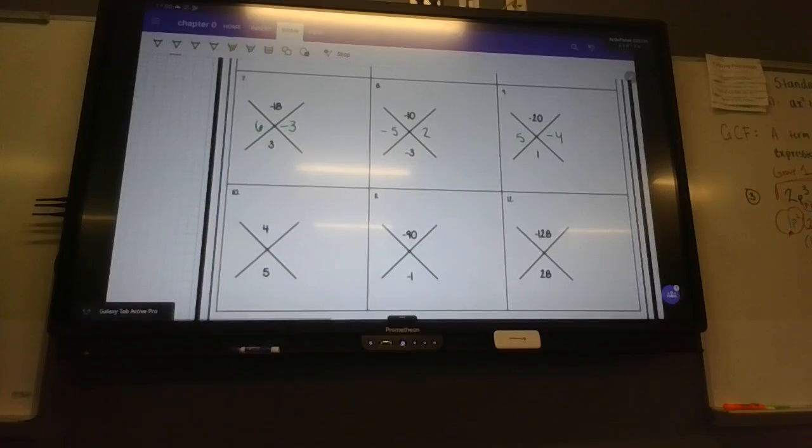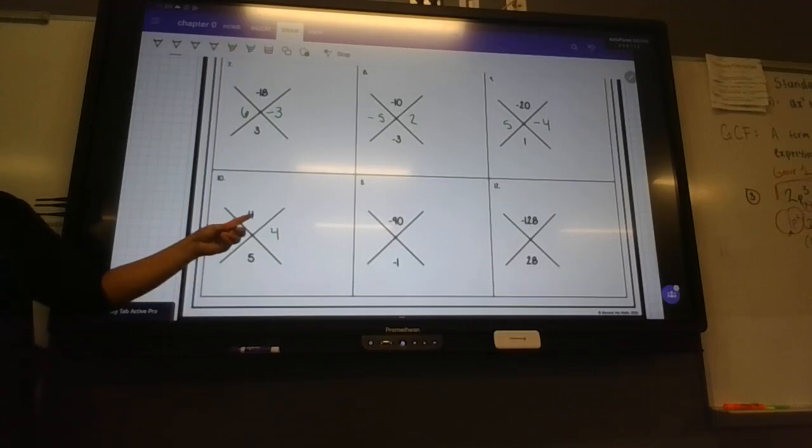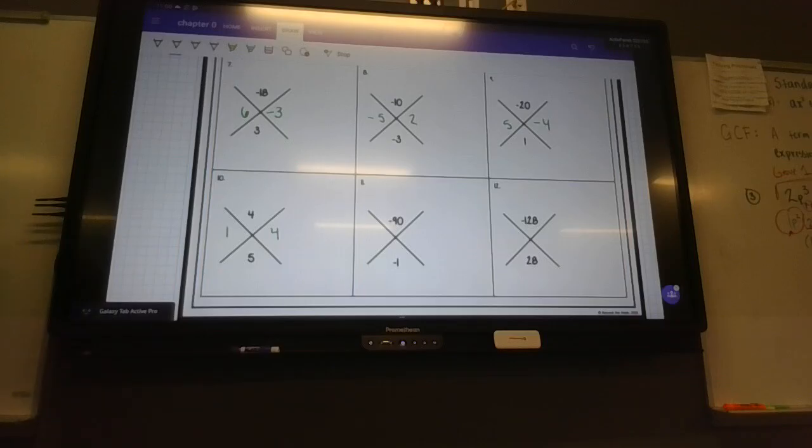Five and negative 4. Ooh, people get really stuck on this one a lot. What multiplies to 4 and adds to 5? 1 times 4. 1 plus 4. What do we got? Negative 10 and 9.